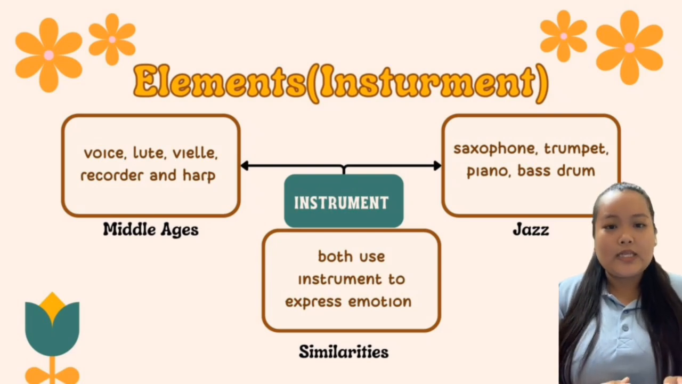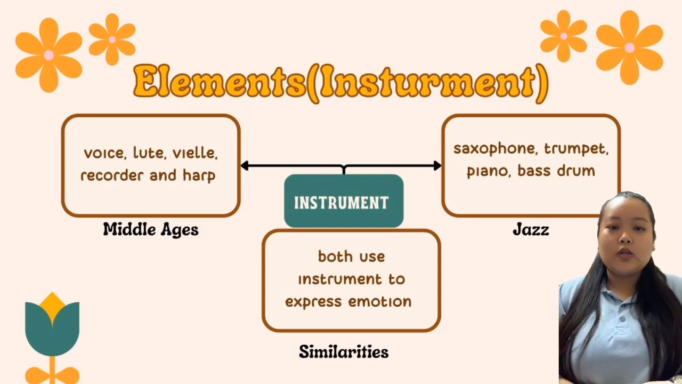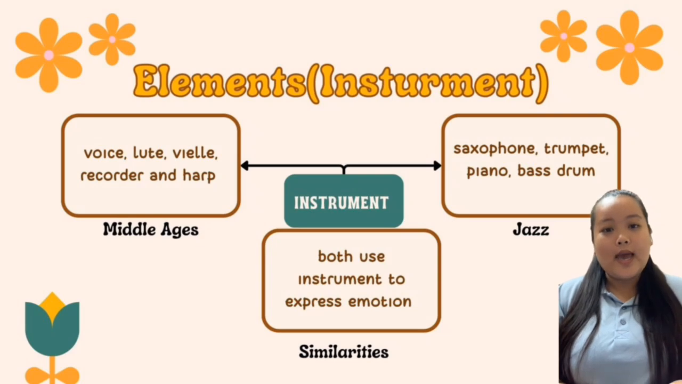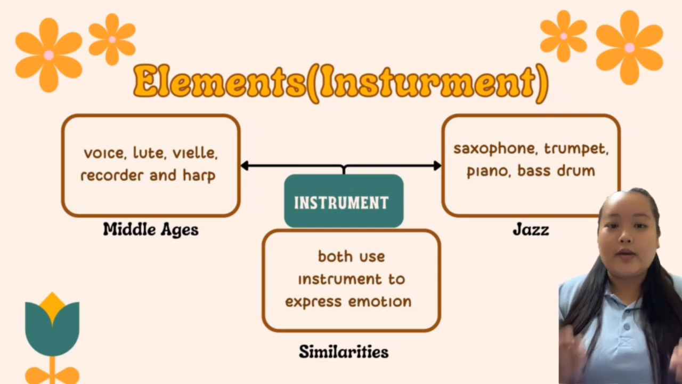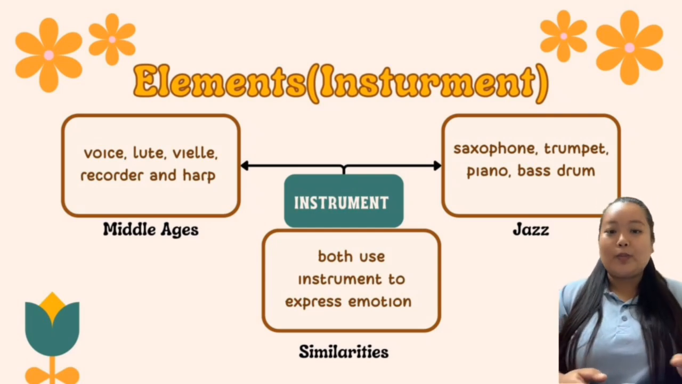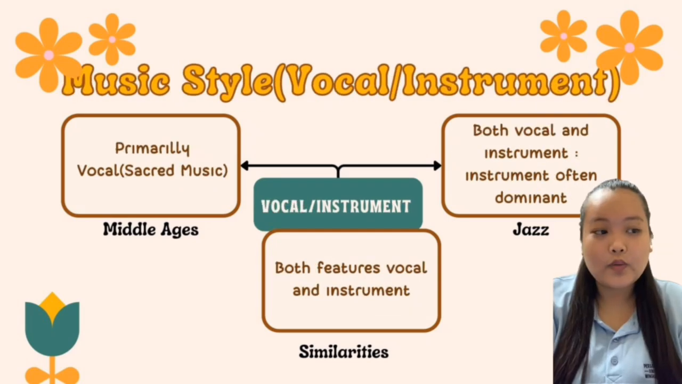So the difference is Middle Ages instruments were mostly acoustic and traditional, while jazz used modern instruments and even electric versions. So the similarity is both eras use the instrument to support melody and harmony depending on the setting. Now we're done with the elements. Now let's move to the music style.